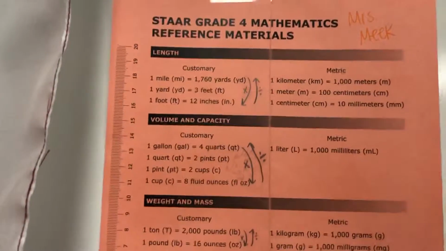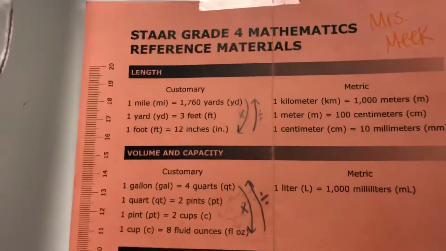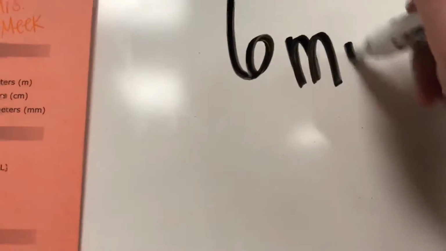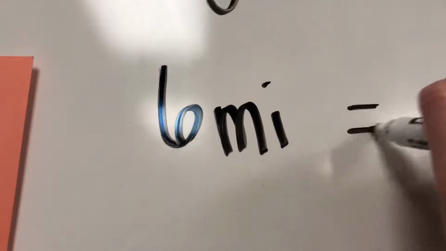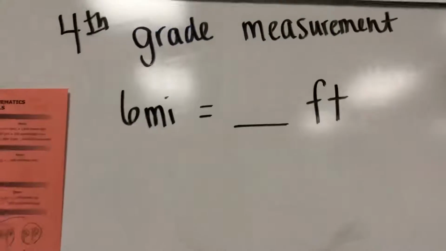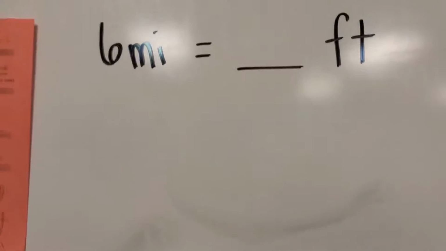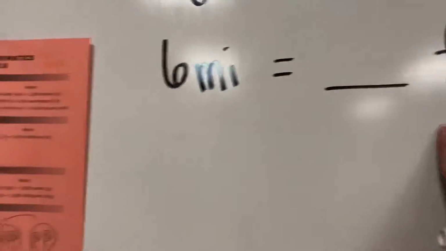My first example is going to be going from miles to feet. I apologize if I'm not on center. It's kind of hard to write and record at the same time. So I'm going to go from miles to feet. I have the problem of 6 miles equals blank feet. Let me back up a little bit. And I have to figure out how to convert, that is a word that I use with them, how to change my miles into feet, okay?